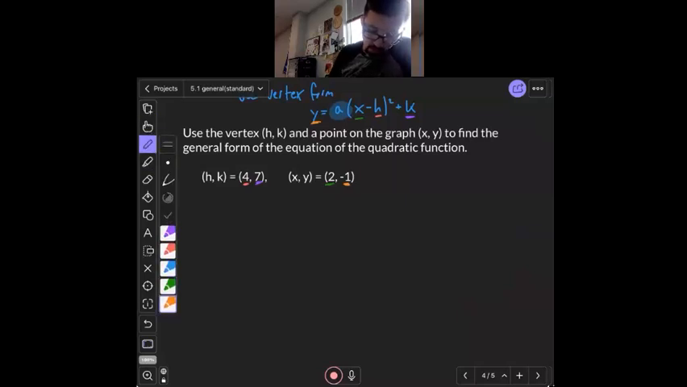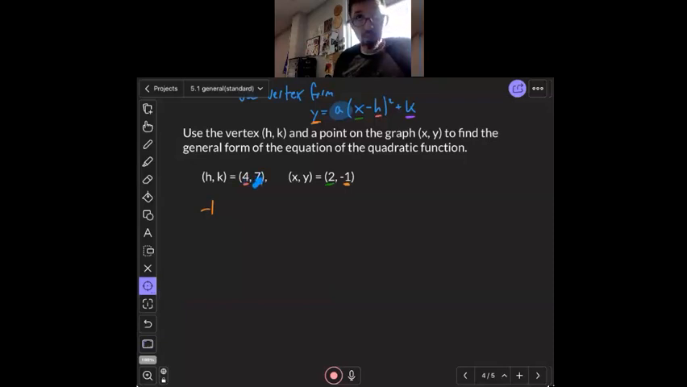So just watch your signs, okay? It says y is -1. I can't use this y coordinate because that's k. I have to use the one that's just a plain old point. I can't use the vertex.